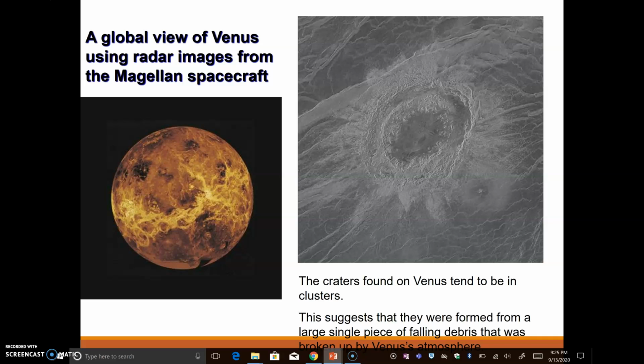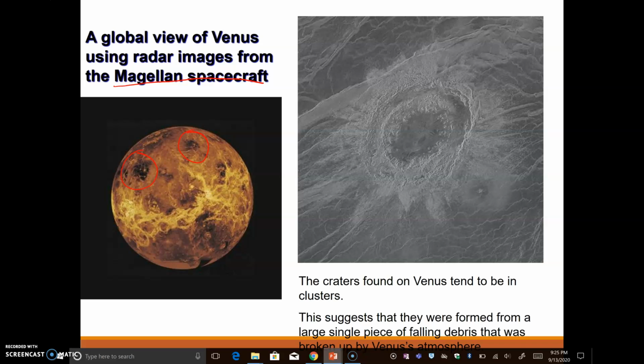If we look from a global view using radar images from this Magellan spacecraft, we can see the different craters that were created on Venus. The craters tend to be found in clusters. If we look over here, where we can see craters, it's usually a few in the same area. This suggests that they were formed by a really big piece of debris that was broken up by the atmosphere and hit all in a similar area here.